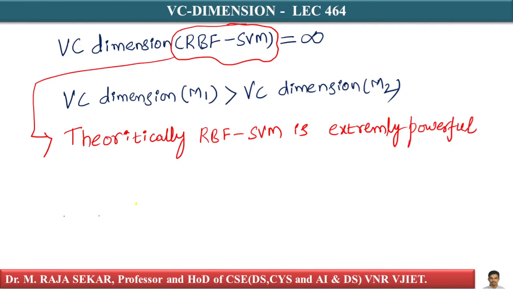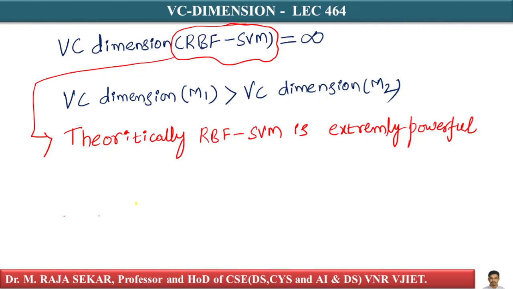But theoretically, RBF SVMs are super powerful, as we see the dimension of RBF SVM is equal to infinity. But in practice, in lots and lots of applications, you will see that RBF SVMs are not the best models, because theory is very cute and beautiful to prove. There are lots of assumptions that are taken to prove the whole VC dimension theory. Some of them may not practically translate to real stuff.